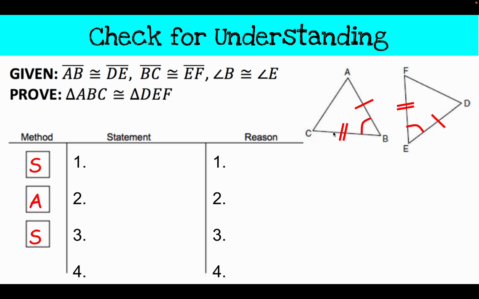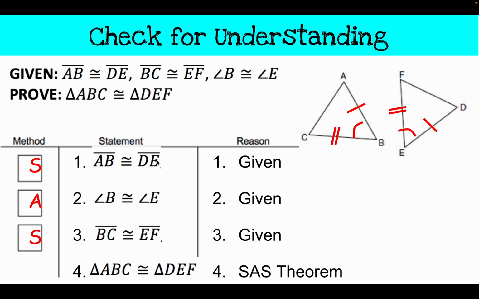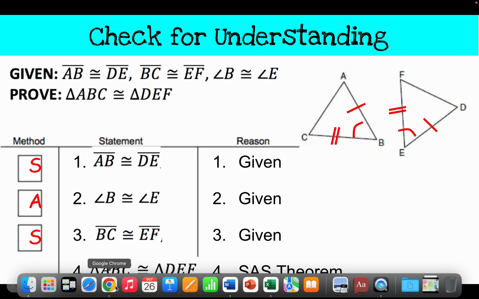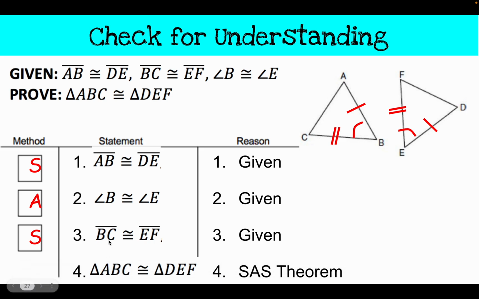And now I have to give the statements. Remember, the statements must have a congruent symbol. So the first side is AB is congruent to DE, given. Next, we have an angle, also from the given. And third, we have BC congruent to EF. So all 3 reasons are given, and we always end with what we have to prove. That's super important. The whole point of this is to prove a mathematical argument. So we can say triangle ABC is congruent to DEF because of the side angle side theorem.